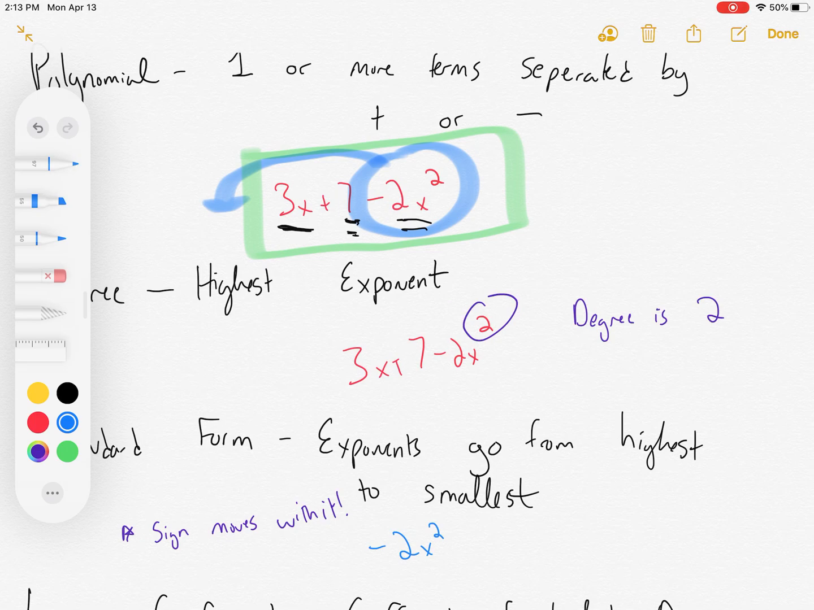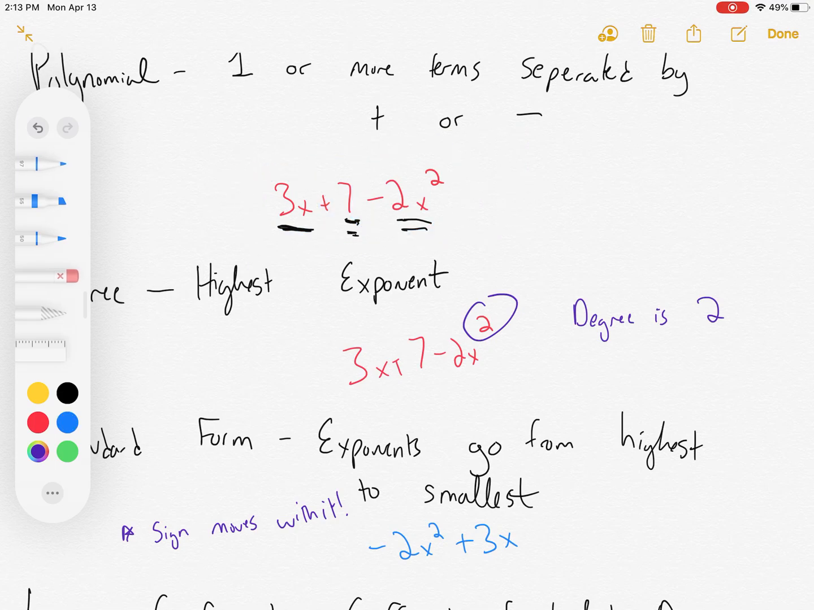Now you say, okay, what's the next highest amount of x's I have? Well, the next highest one you should see is 3x. Now, there's no sign in front of the 3x, but that's a positive 3x, so we're going to write plus 3x. And then last but not least, there's that plus 7 hanging out on the end. So I'm just going to add in the plus 7. So all I did was rearrange. I put the highest exponents first.